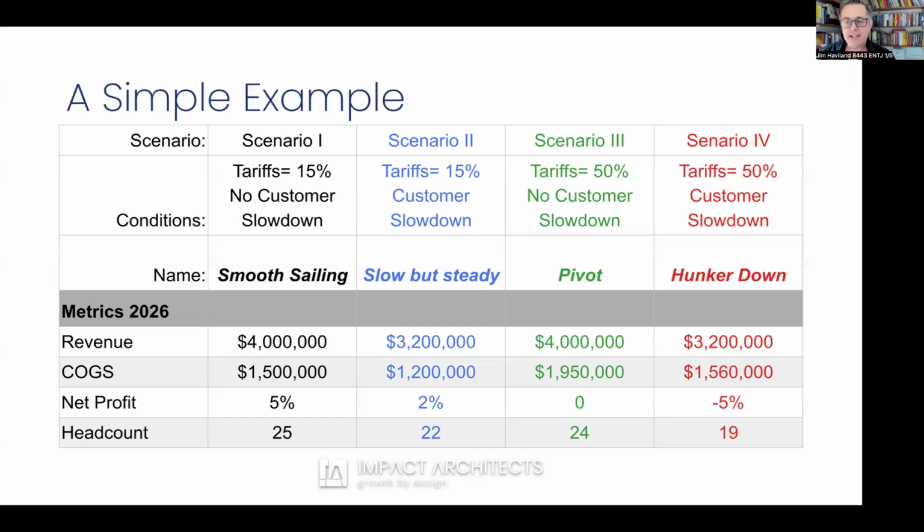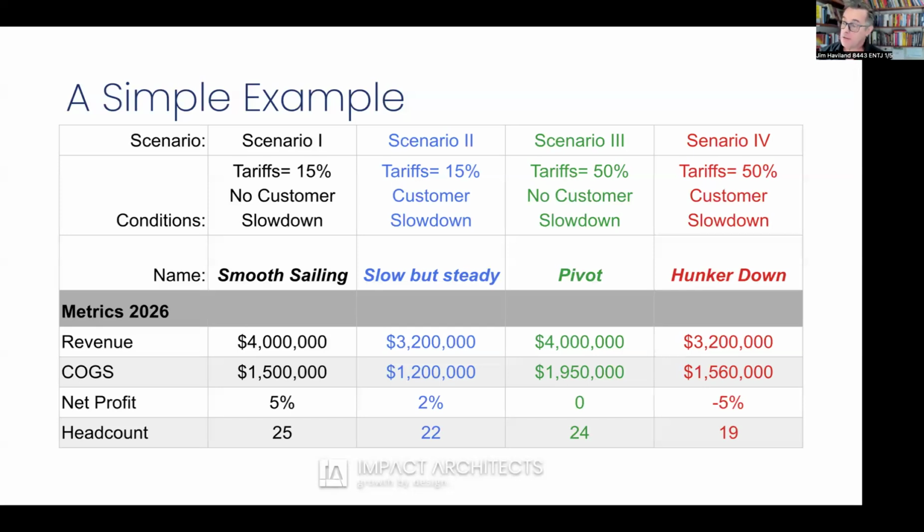And in those things, I gave them names. So scenario one, tariffs stay where they are right now, 15%, and there's no slowdown. So I call that smooth sailing. If the tariffs don't change, but my customers do slow down because there are other headwinds in the marketplace, or maybe they're having tariff issues that we don't know about, we would say slow but steady. We're going to still be here, but we're just not going to execute our growth plans.